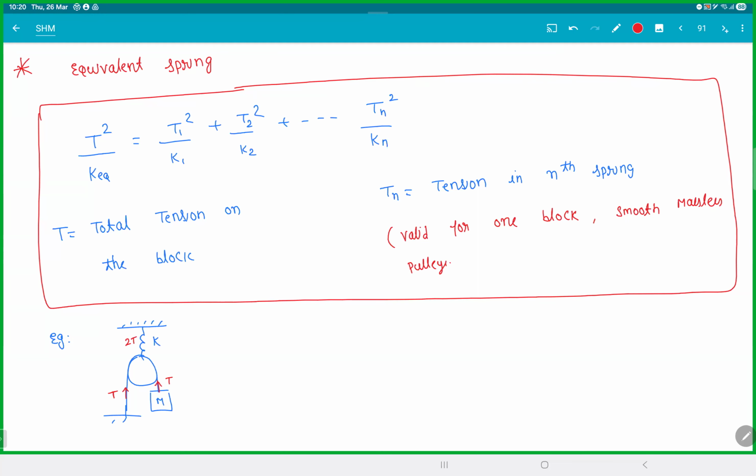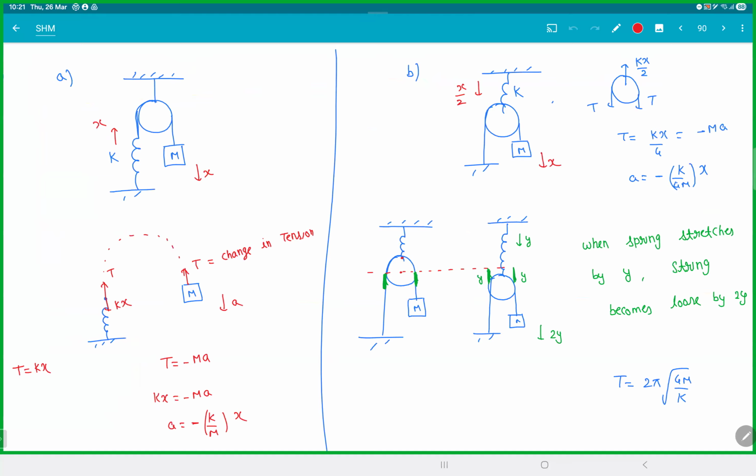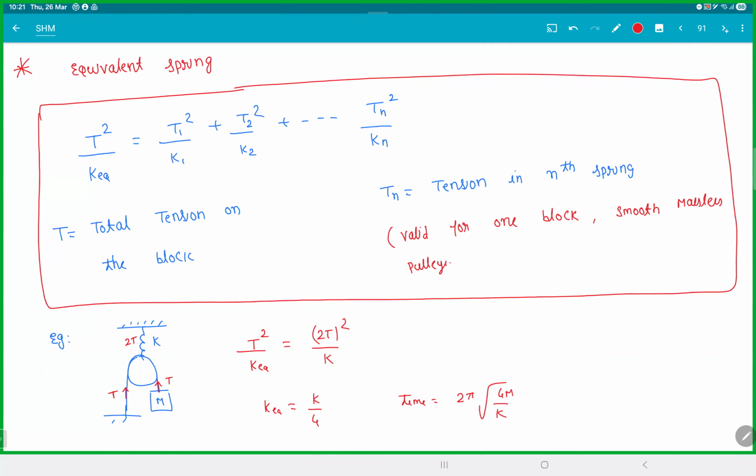Now apply the formula. T square, that is the tension on the block, by K equivalent. 2T is the tension in the spring, so 2T square by K. There is only one spring. Therefore, K equivalent is equal to K by 4. Therefore, the time period will be 2 pi root over 4m by K. Same thing. You get the answer. All that story, the spring will stretch that much, everything is taken care of. But like I said, it works only when there is one block. Got the idea?